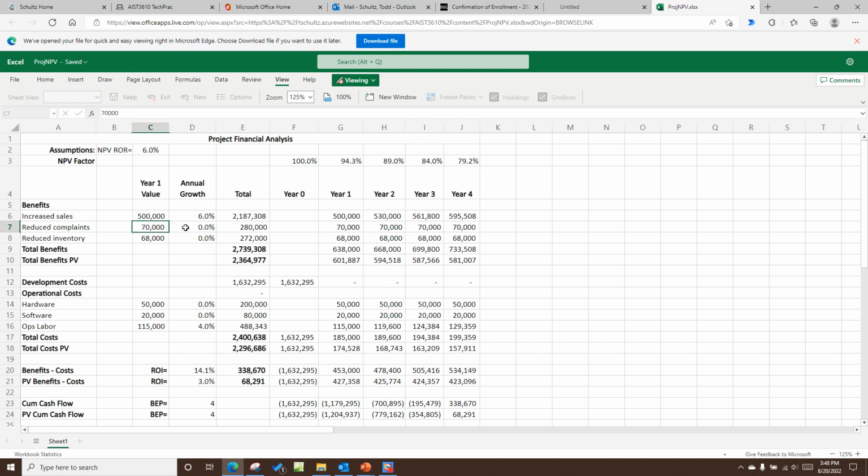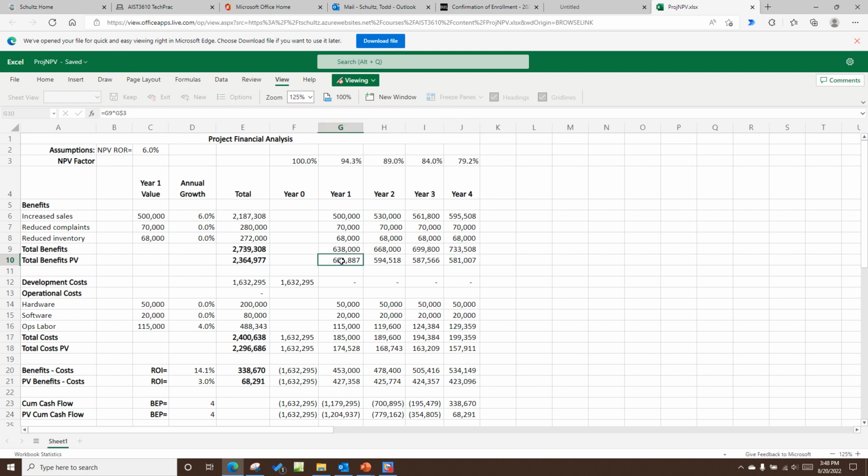Reduce complaints, we're going to save 70,000 in year one. Okay. But it's not going to grow. That's not going to increase year by year. Reduced inventory benefits are 68,000. That's not going to increase year by year. So you can look at these formulas, and we'll show you how to get started in yours. So we have benefits then that come every year, right? And that's just summing these benefits.